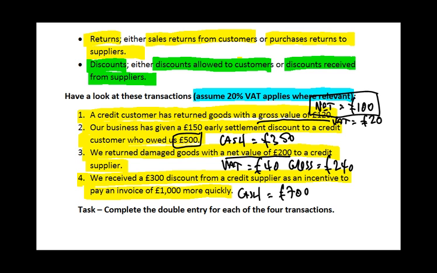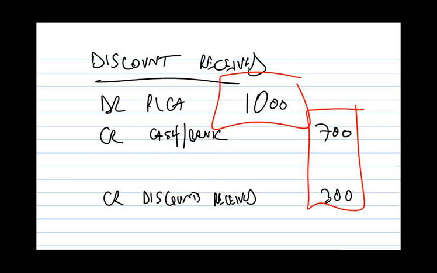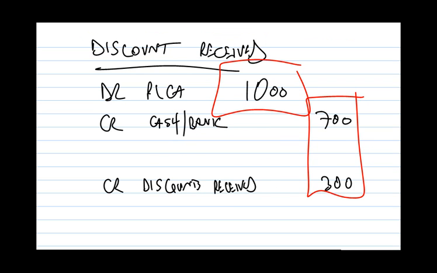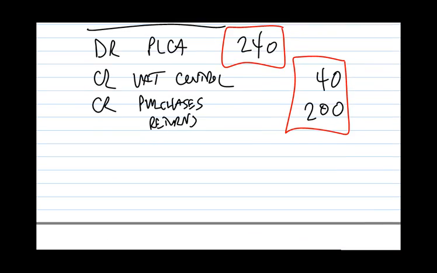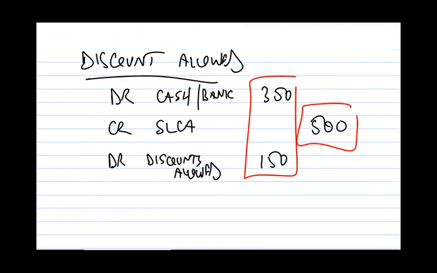Now, that's the 4 transactions there with double entry. One thing you might have noticed is it's only in transactions 1 and 3 with the returns where we needed to deal with VAT. VAT is only dealt with on the returns themselves. When we've got discounts, you might have noticed that the double entry, well, that was the discount received, where we had no impact of VAT. And then if I go back to where we had the discount allowed, again, there was no impact on VAT there. So it's only on the returns here that we need to worry about value-added tax.